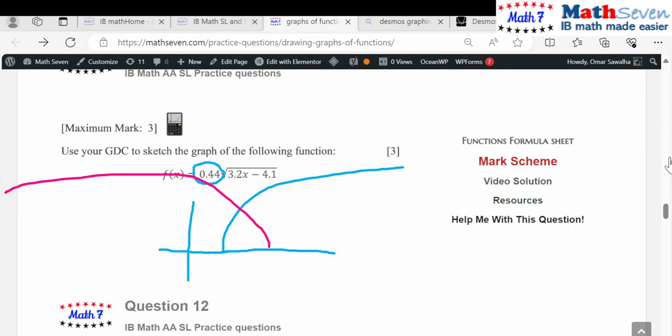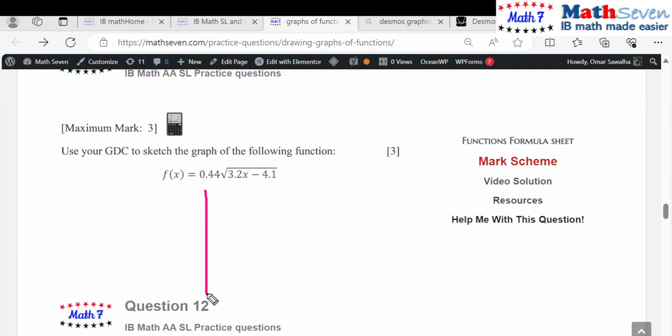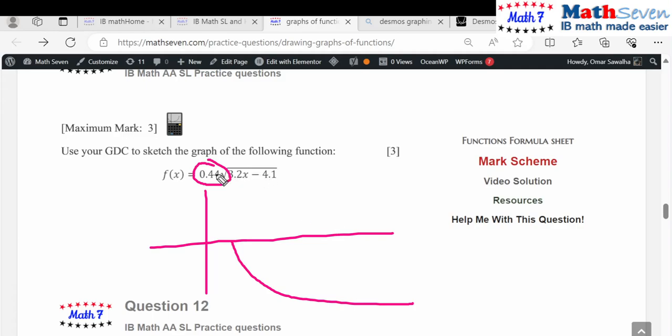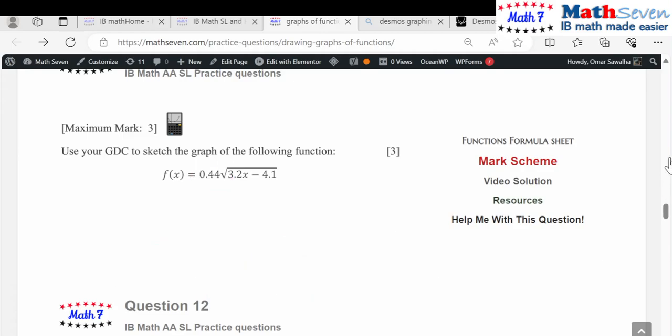Another thing to mark is if this number is positive, it's going to go below the x-axis. If this number was negative and the coefficient of x is also negative, it's going to go like this. You have to memorize these types of graphs.